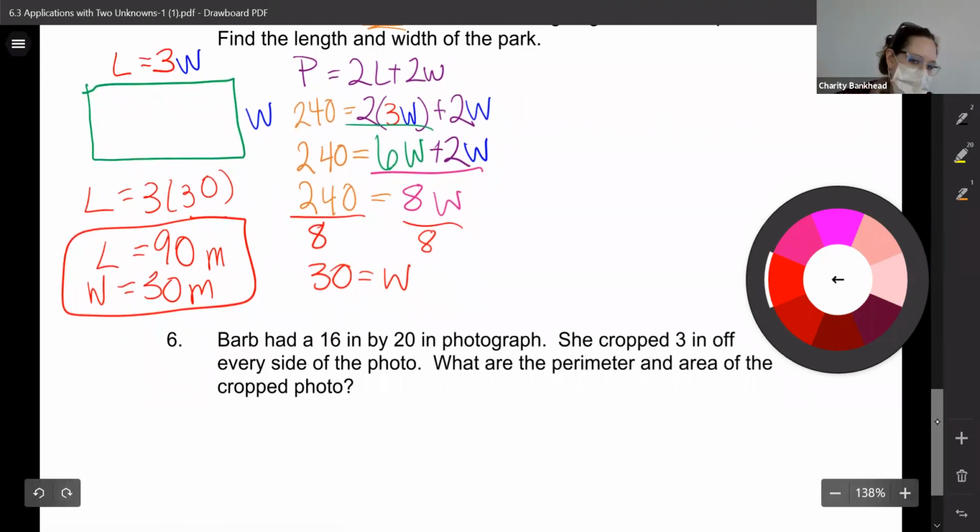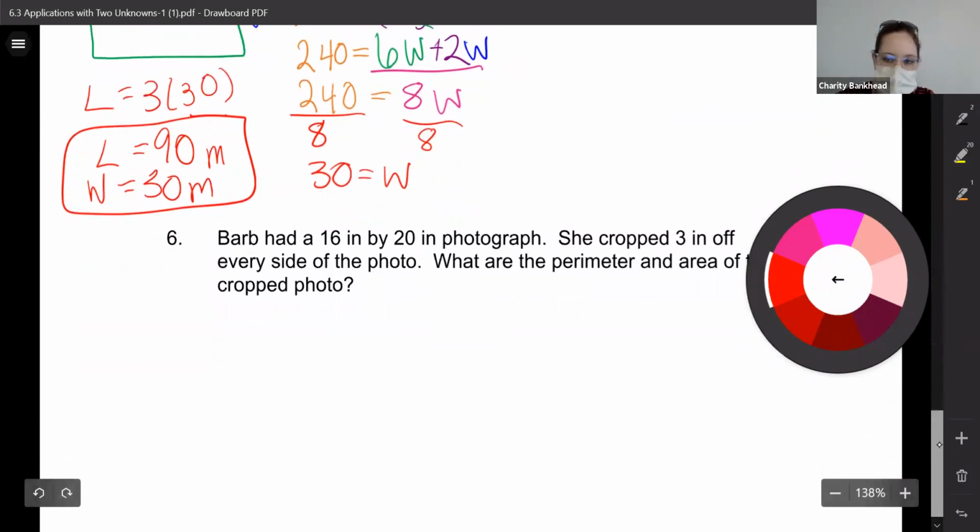Number 6 says Barb had a 16-inch by 20-inch photograph. She cropped 3 inches off every side of the photo. What are the perimeter and area of the cropped photo?